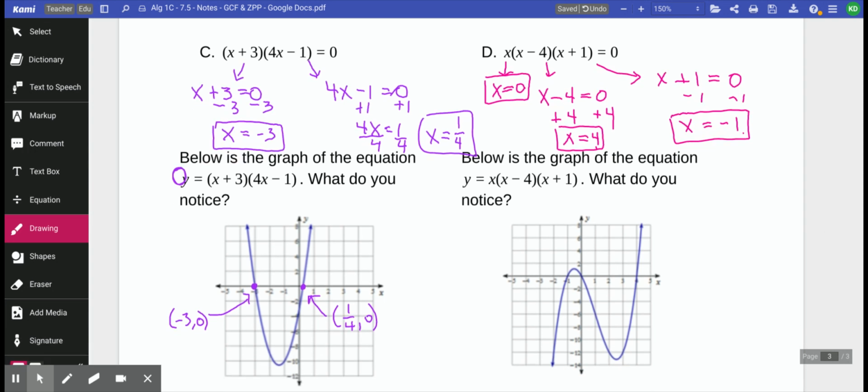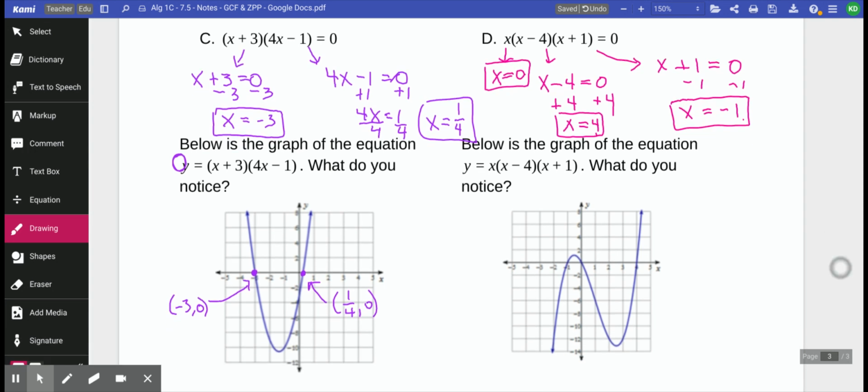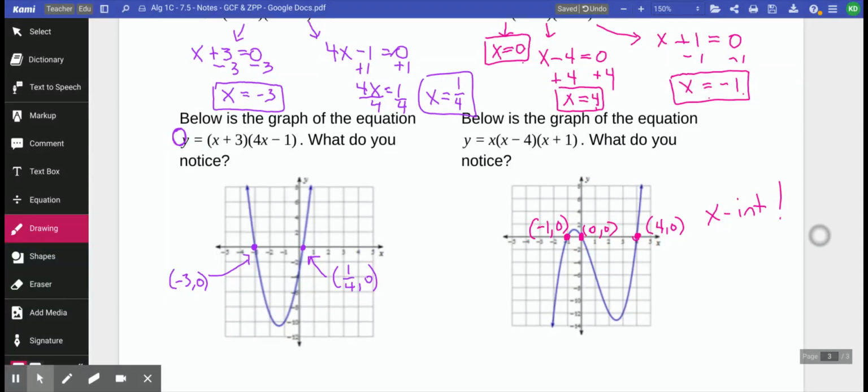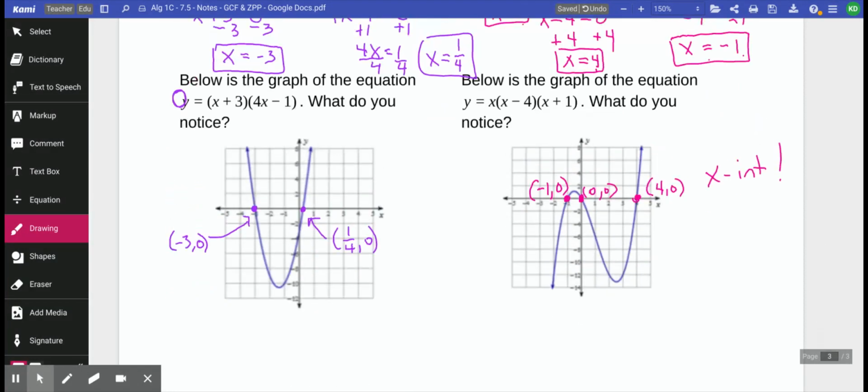And then we're going to look at this graph. Remember, this graph is the exact same thing, except it's y equals. Well, what do we notice? I see intercepts at -1, 0, and 4. Right? So this one's 4, 0. This one is 0, 0. And this one is -1, 0. Well, those correspond to our 3 solutions, right? So they are our x-intercepts. Cool. All right. And that's it. That is your notes for today.